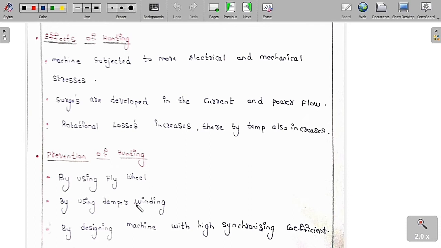So finally I can say that hunting means basically you are going to get a new stable point of operation. So how to remove this one? The causes of hunting are sudden variation of load, sudden variation of excitation, any fault, or even harmonic load torque. The effects of hunting are that the machine is subjected to more electrical and mechanical stresses, surges develop in the current and the power flow, and the rotational losses increase, thereby temperature also increases. The prevention of hunting is by using the flywheel, or the damper winding, and by designing the machine with a high synchronizing coefficient.